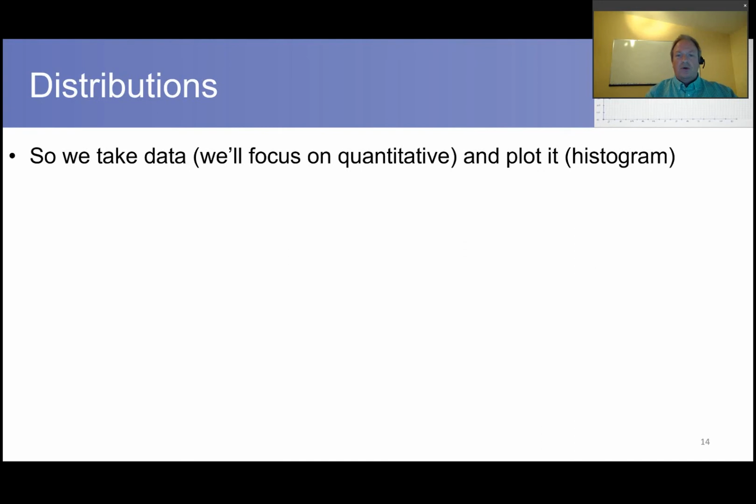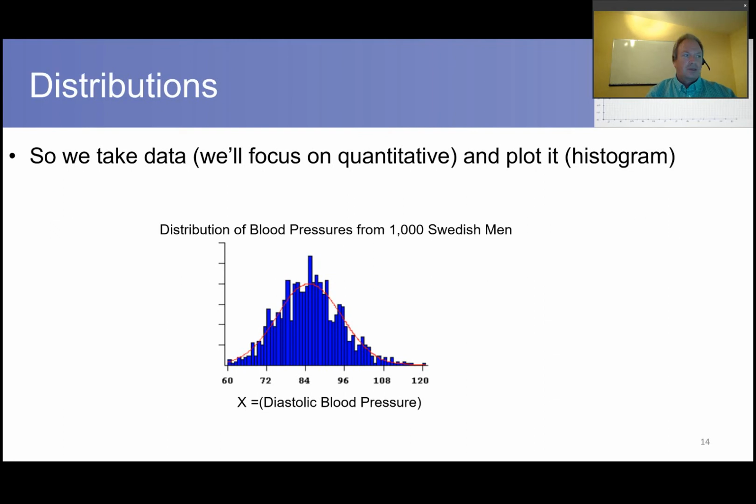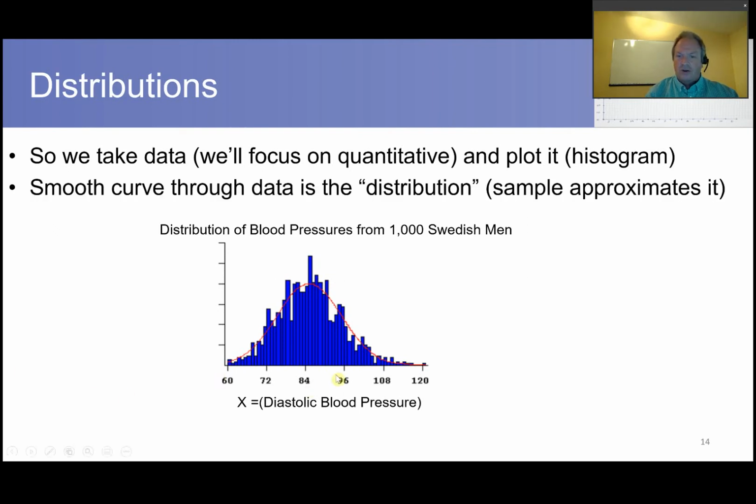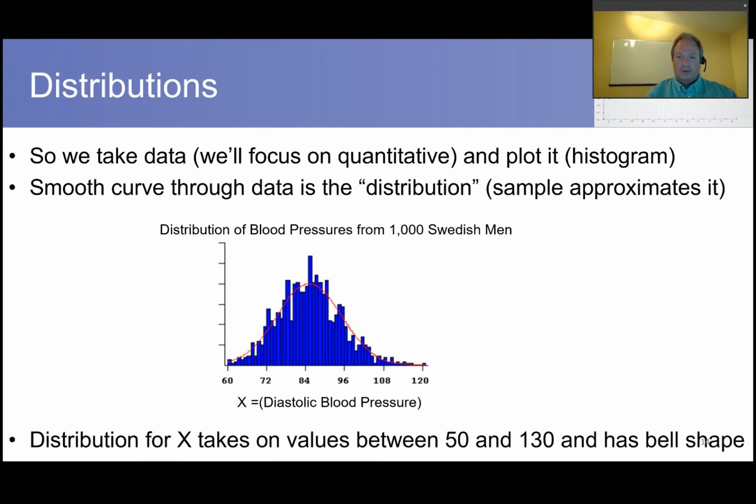So the idea is that you take the data, we're only going to look at the quantitative variables here, you plot the histogram, and you can see that smooth curve that seems to evenly cut through the data. And that's what we think the population distribution is. And so we can see that the distribution here tells us that diastolic blood pressures, which is what we're plotting here, and this is from over 1,000 Swedish men, basically take on values from about 50 to maybe 130, okay? And the shape of the distribution in the population seems to have a bell-shaped curve.